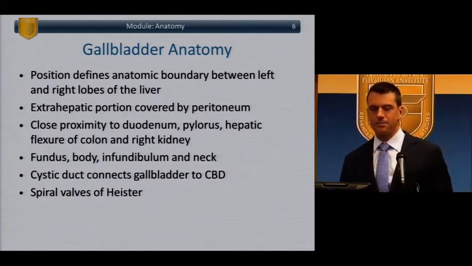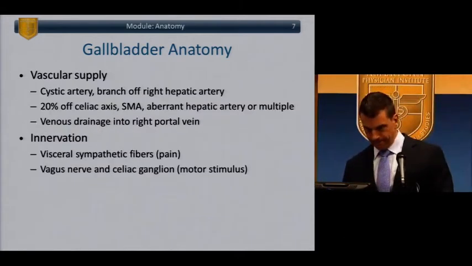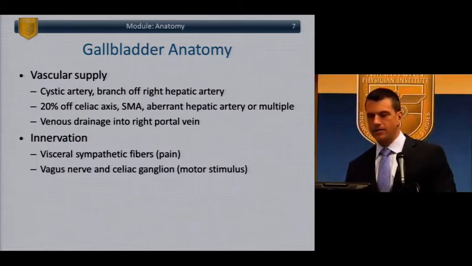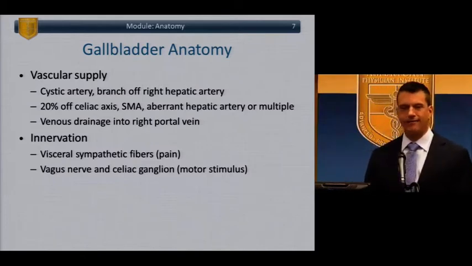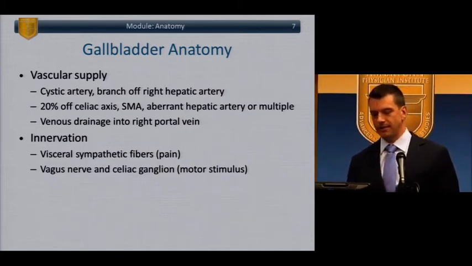And remember, this has the spiral valves of Heister as one of the mechanisms to prevent some flow and passage of stones. The vascular supply of the gallbladder: the cystic artery is a branch off the right hepatic artery. 20% are off the celiac axis, SMA, aberrant hepatic artery, or multiple. Venous drainage is into the right portal vein. For innervation, sympathetic or pain fibers come via the sympathetic system in the arteries. The vagus nerve and celiac ganglion provide motor stimulus.